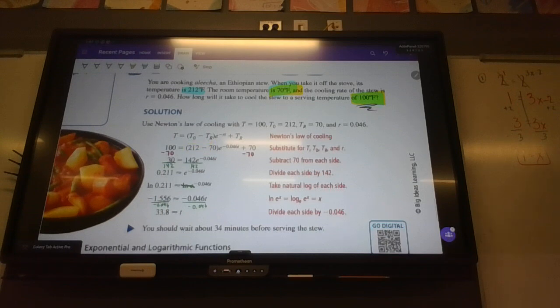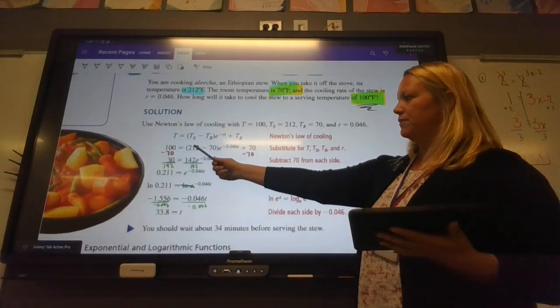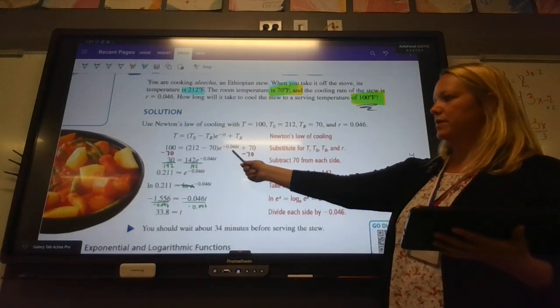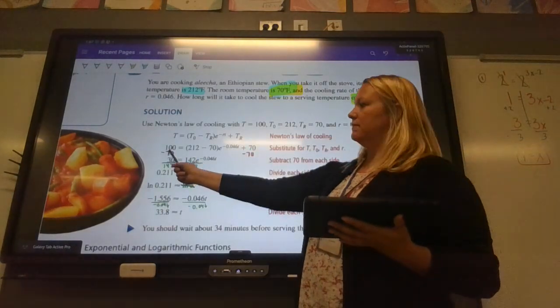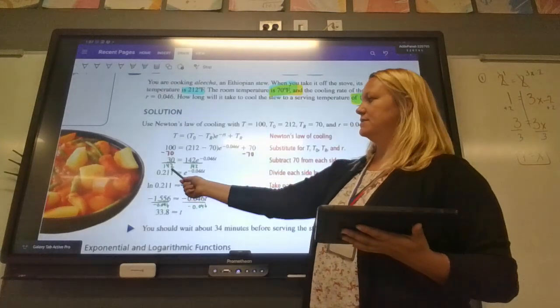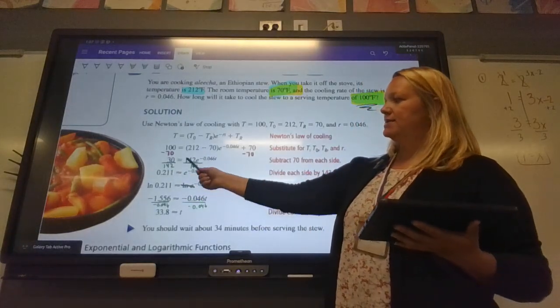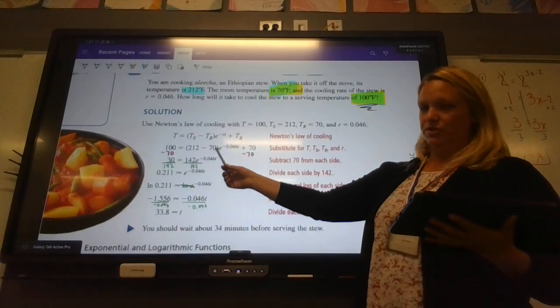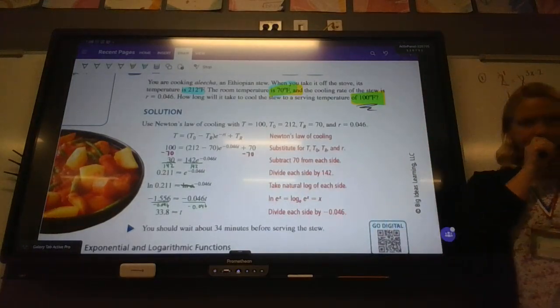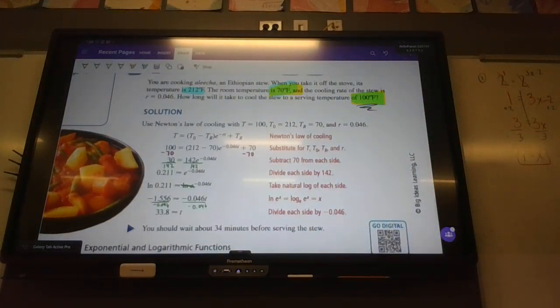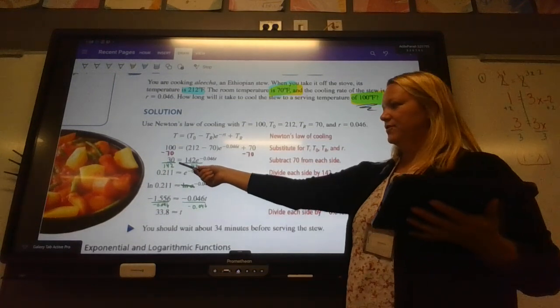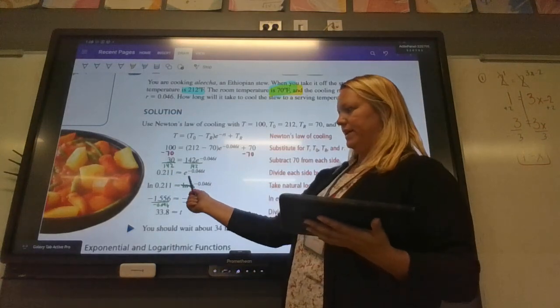Okay, so let's look at the order of operations, how Newton's law of cooling works. Here's the initial temp of 212, the room temp, the cooling rate. This was our goal temp to serve at 100. First, subtracting 70. Then 212 minus 70 is 142. Jolie, what'd they do next? Okay, well, first they divided by 142, but yes, then we have base e.